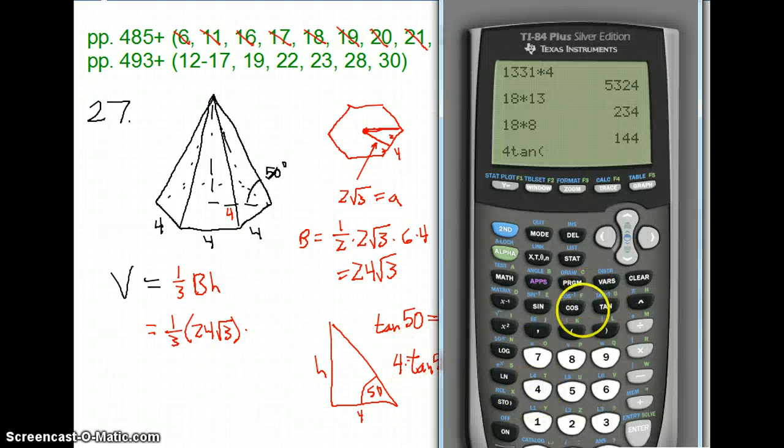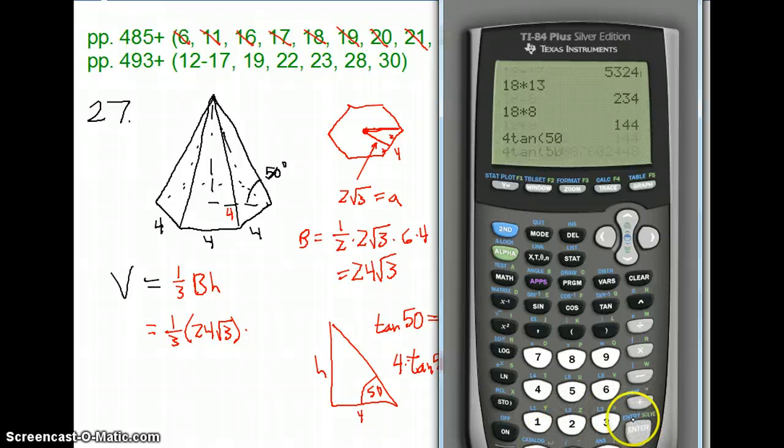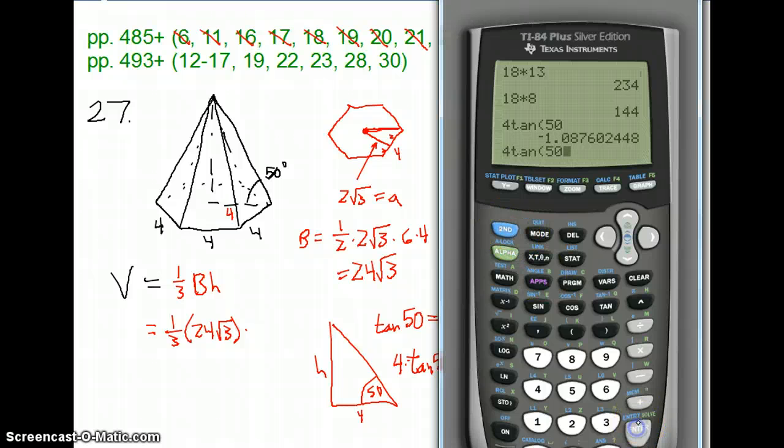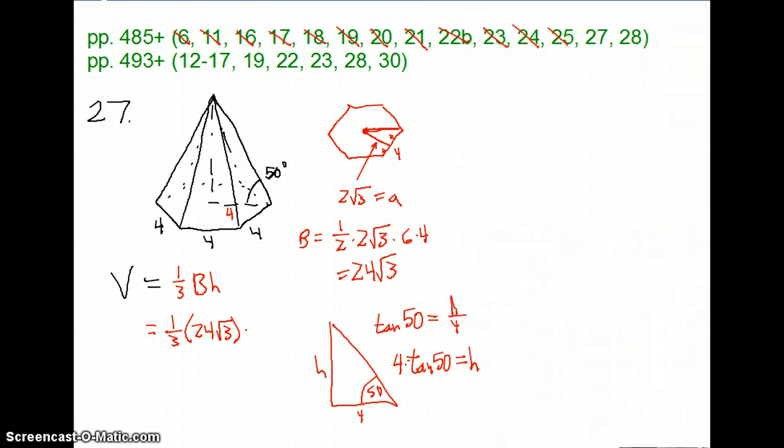4 tan. Oh, you know what? I don't even know if this thing's in degrees. It's not. That's how you know you're not in degrees. Look at that. There we go. That happened to someone the other day. Yeah, let's do that again. 4 tan 50. It's more like, yes, 4.78. Gosh, this thing can't make h's today. 4.78.